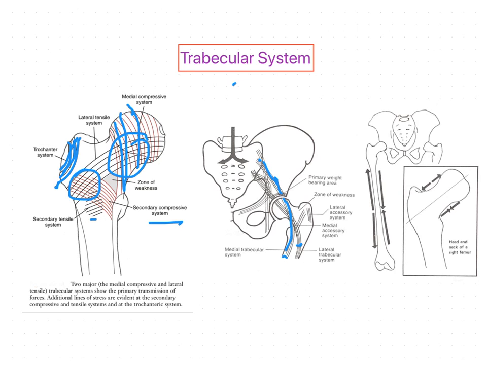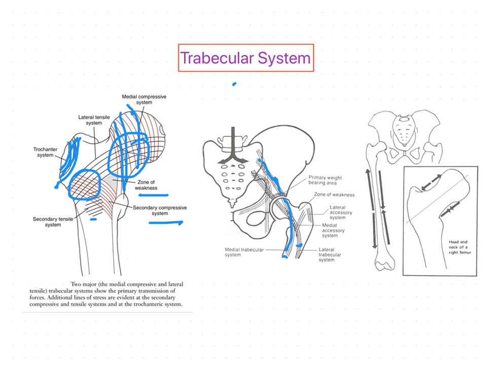Okay, and there is an area called the zone of weakness, which has less reinforcement and is more prone to injuries. If you see, this zone of weakness normally comes at the neck of the femur. Normal fractures of the femur occur at this area only, because there is no trabecular system in that area, and when you compare with the other parts of the femur, that is the area which is very thin.